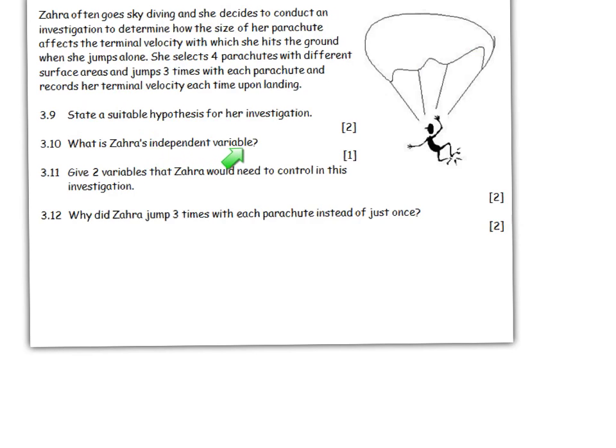What is the independent variable? The independent variable is always what I've chosen to change. So in this case, it is the surface area of the parachutes.